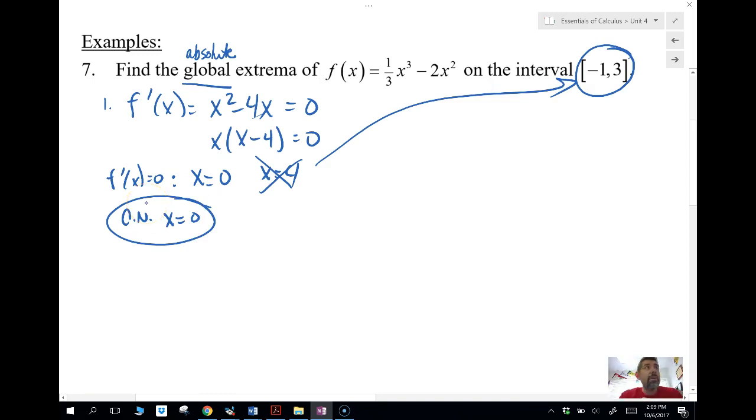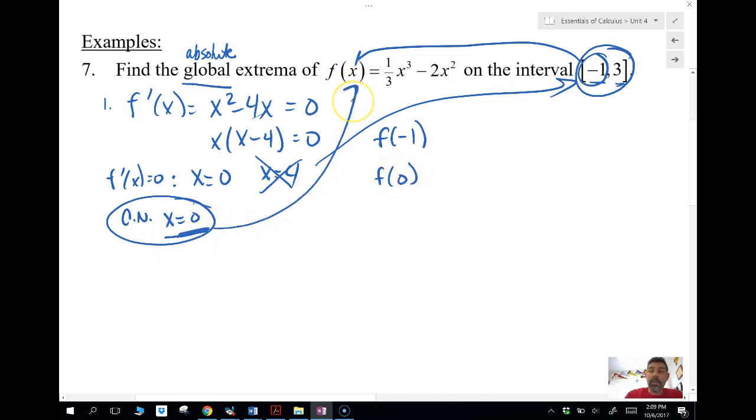So now we're going to take that critical number and do a few things. For global extrema, we know that we can either be at our critical number or at the endpoints. So we're going to plug in -1, because that's our endpoint, into our function. We're going to plug in 0, which is our critical number, into our function. And we're going to plug in 3, which is another endpoint. And we're going to see which one gives us the biggest value or the smallest value.